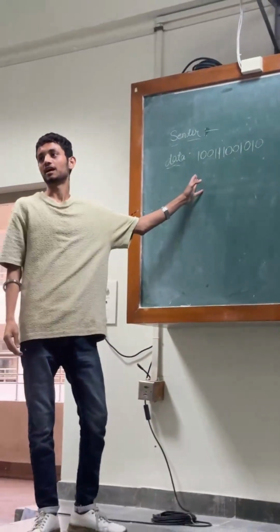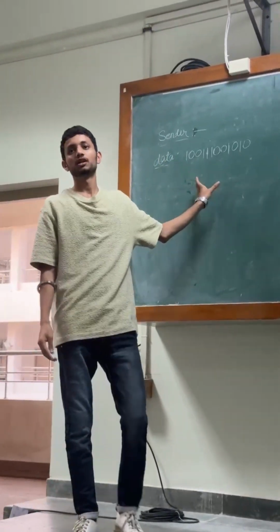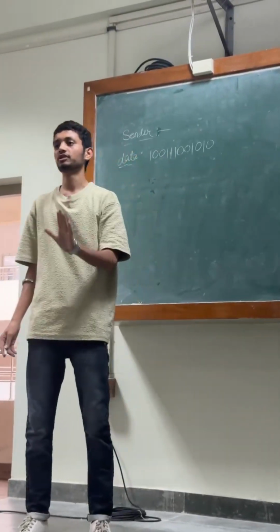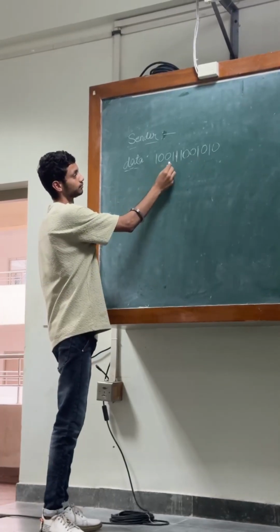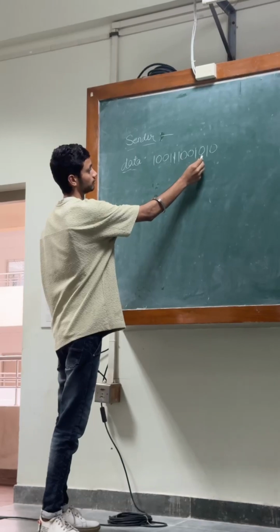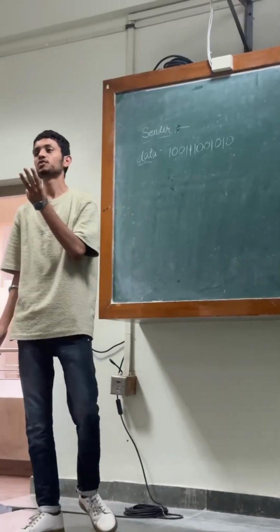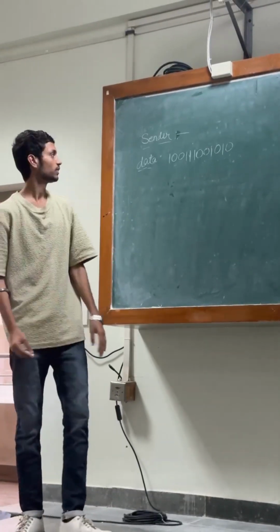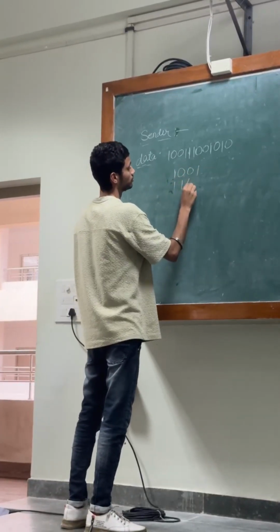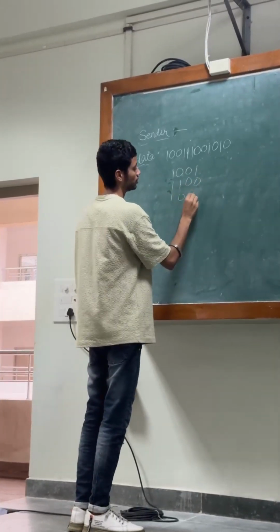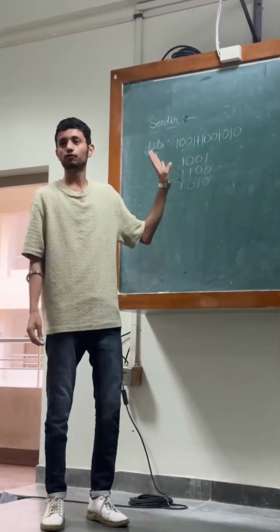Let's suppose this is the data from the sender side. Now the sender will split these data bits into equal subparts having an equal number of bits. Let's suppose the total number of bits in this data is 12. Well, let's break this data into three subparts having 4 bits each. So the data is split into 3 subparts. Each subpart has 4 bits.